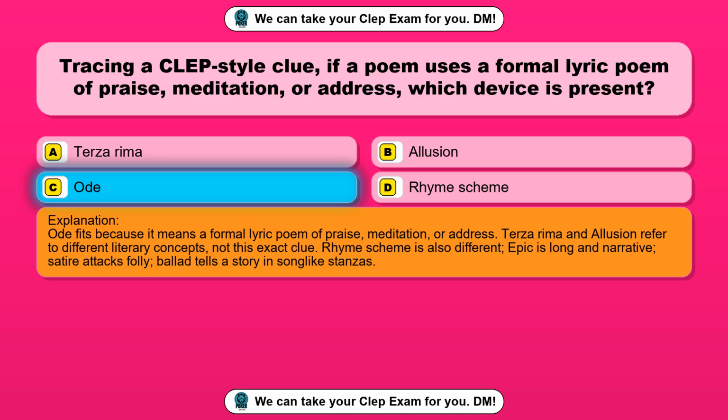Ode fits because it means a formal lyric poem of praise, meditation, or address. Terza rima and allusion refer to different literary concepts, not this exact clue. Rhyme scheme is also different, epic is long and narrative, satire attacks folly, ballad tells a story in song-like stanzas.